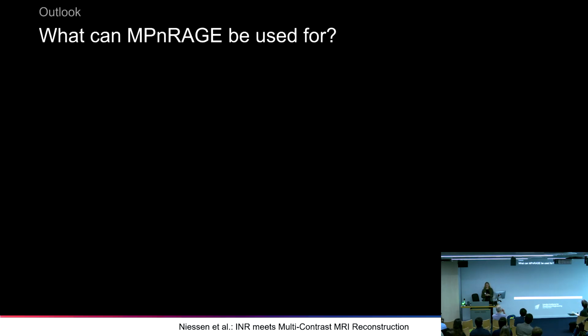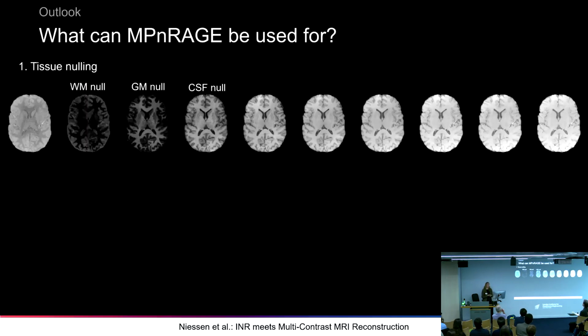Now, one question you could ask is, what can these MPN-RAGE images be used for? First of all, they can be used for what we call tissue nulling. The main tissues of interest in neuro MRI are white matter, gray matter, and CSF. And we can see here, for example, in the white matter nulled image that the white matter region is black. Therefore the contrast in the gray matter is higher, so we have more signal from the gray matter. This way we could see anomalies in the gray matter better. And the same is true for the other nulled images.